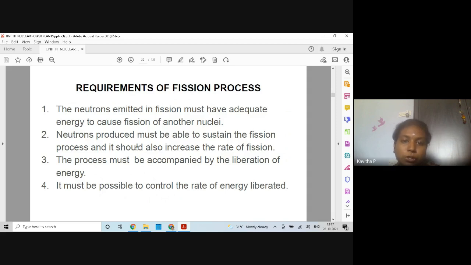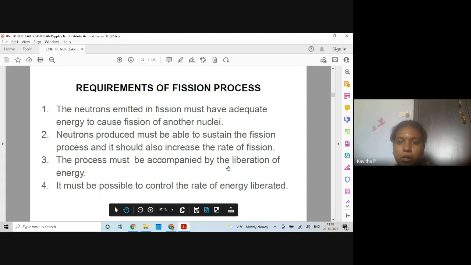And the neutrons produced must be able to sustain the fission process, and it should also increase the rate of fission. So the neutrons should also have the potential to carry forward another set of chain reactions or fission processes. And the process must be accompanied by the liberation of energy. So this process also involves liberation of an enormous amount of heat energy.